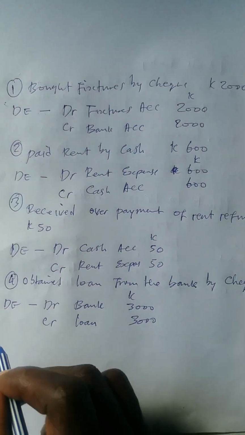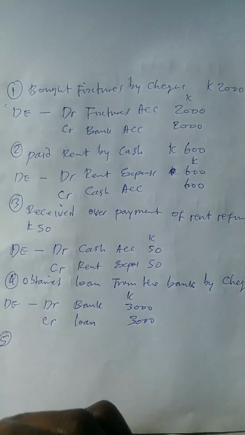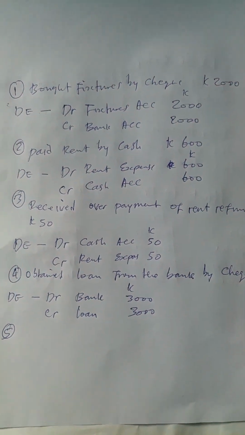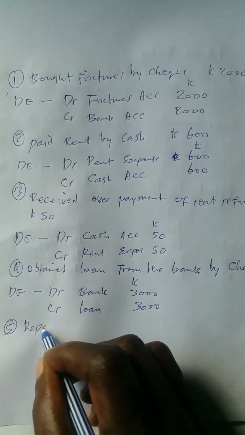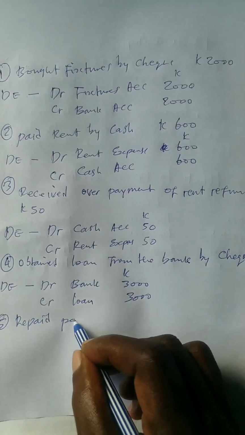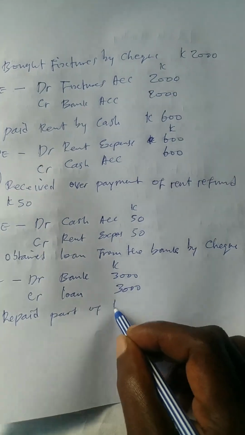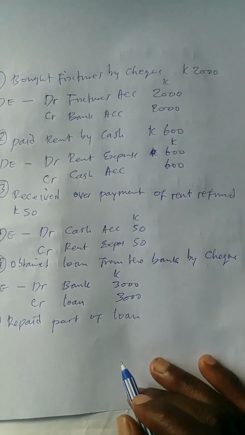Let's do number 5. Number 5: repaid part of loan.